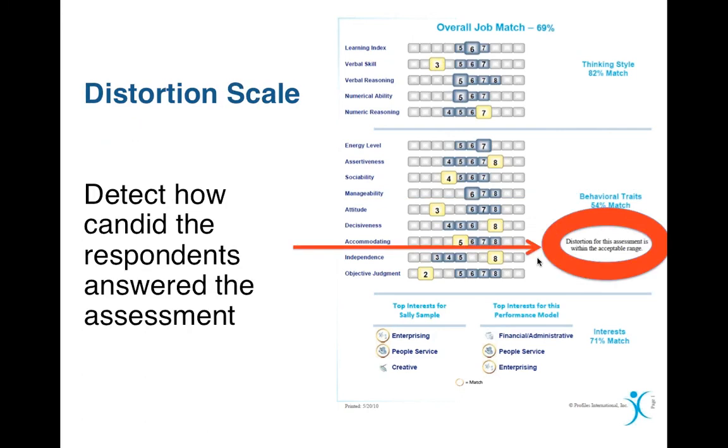Now, one unique feature of Profile XT is the distortion scale. You could also detect how candid the respondent was in answering the assessment, further giving you much more information on whether this person answered the assessment with a polished reality that he would like to see for himself.